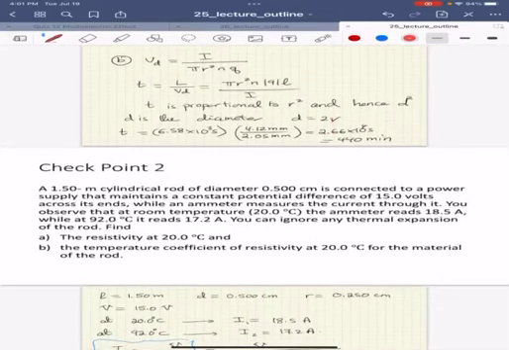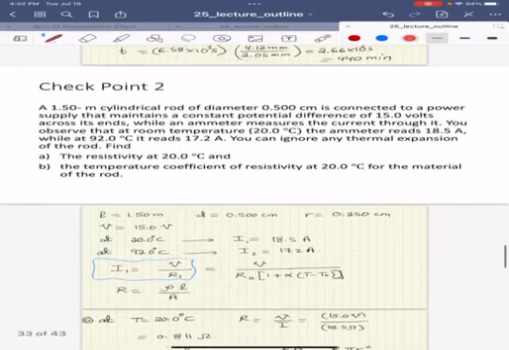Here I have a 1.50 meter cylindrical rod of diameter 0.5 centimeter connected to a power supply that maintains a constant potential difference of 15 volts across its ends. While an ammeter measures the current through it, you observe that at room temperature, which is assumed to be 20 degrees Celsius, the ammeter reads 18.5, while at 92.0 degrees Celsius, it reads 17.2. You can ignore any thermal expansion of the rod. And we want to find the resistivity at 20 and the temperature coefficient.